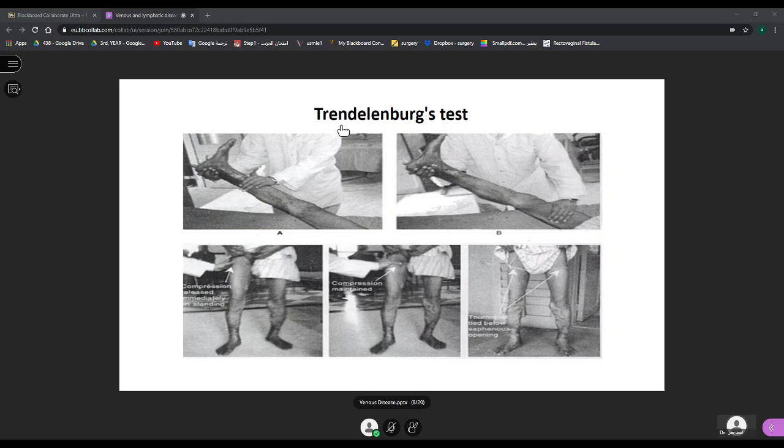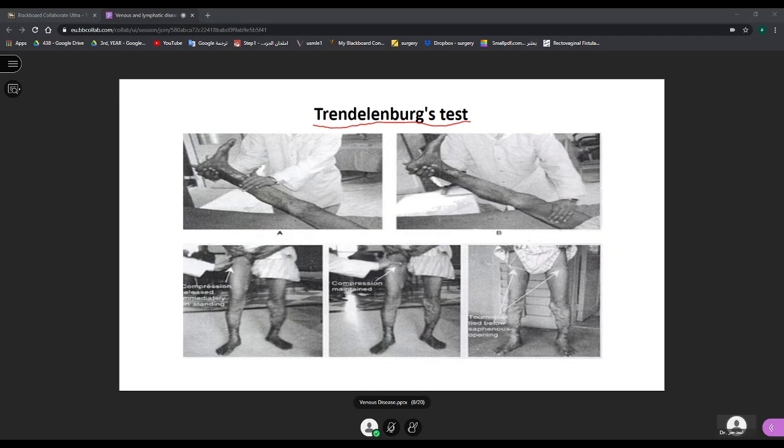Yes. So here in this picture, I'm showing an important clinical test, and this test aims to identify where the incompetent perforators are. This test is known as the Trendelenburg test, as you can see here. This is the physical or clinical test that you usually do to identify the perforator.